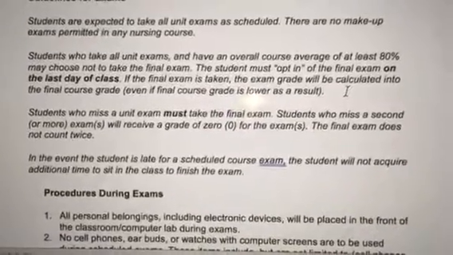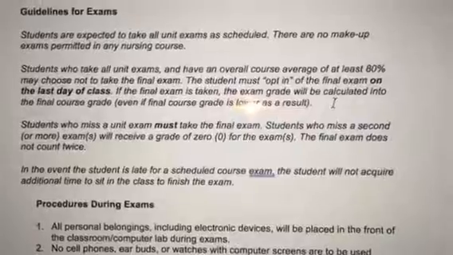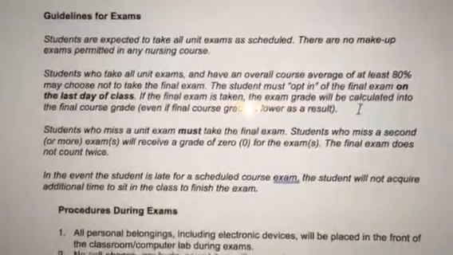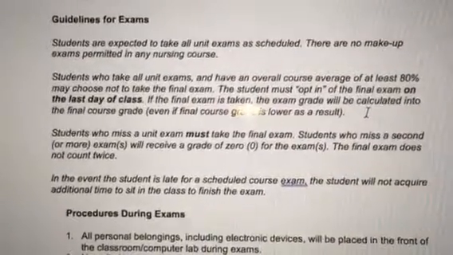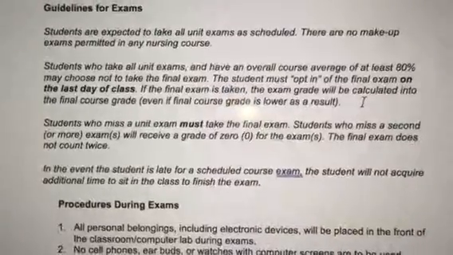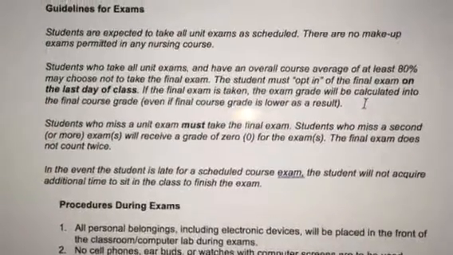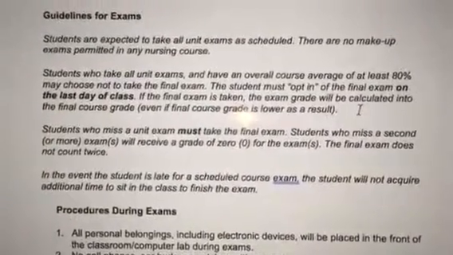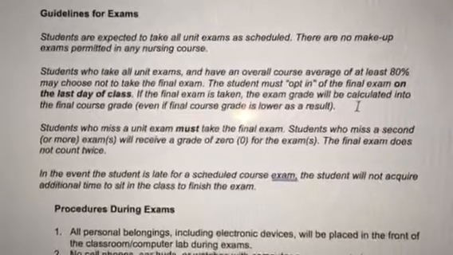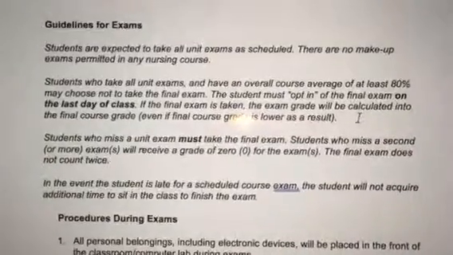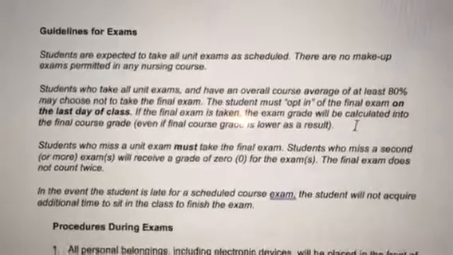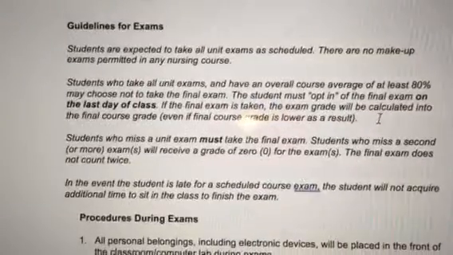Students who take all unit exams and have an overall course average of at least 80% may choose not to take the final exam. And on the last day of class, you'll have to tell me whether you're taking the final exam or not. So I'll collect a list of signatures from people that are opting in for the final exam.